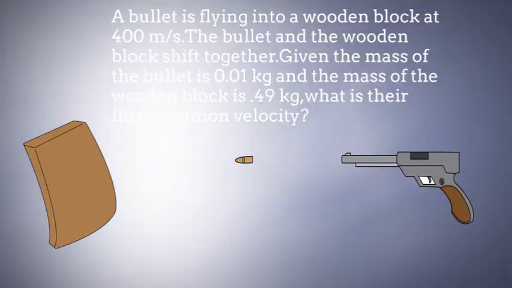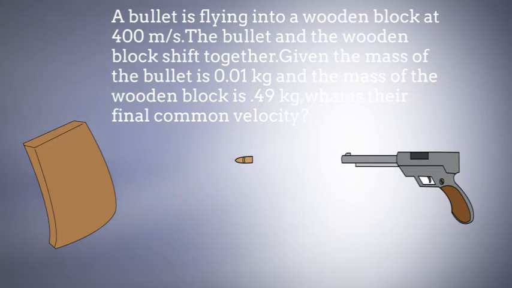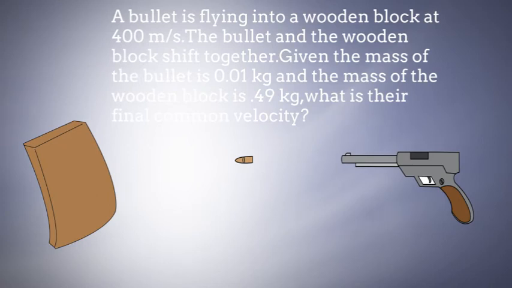A bullet is flying into a wooden block at 400 meters per second. The bullet and the wooden block move together. Given the mass of the bullet is 0.01 kg and the mass of the wooden block is 0.49 kg, what is their final common velocity?